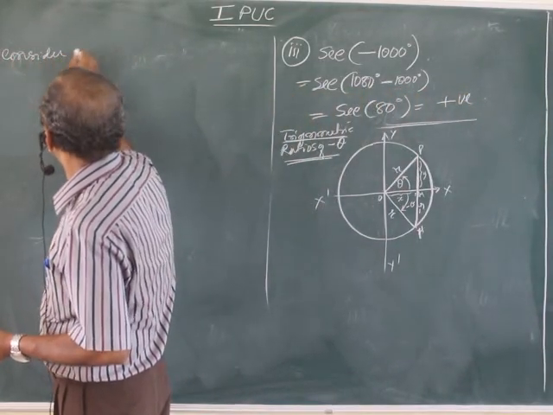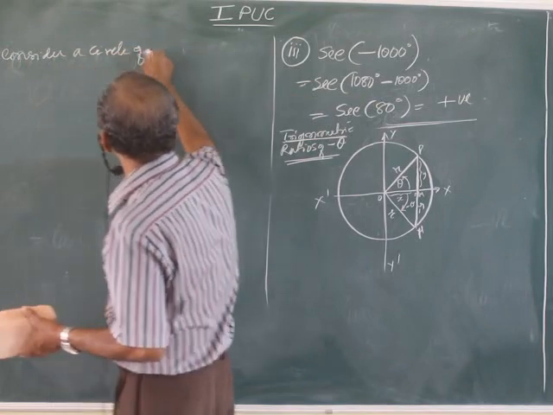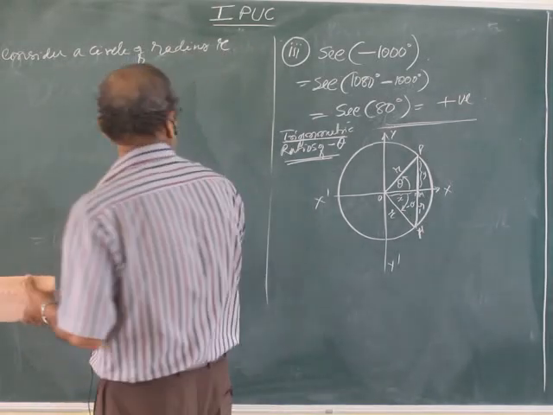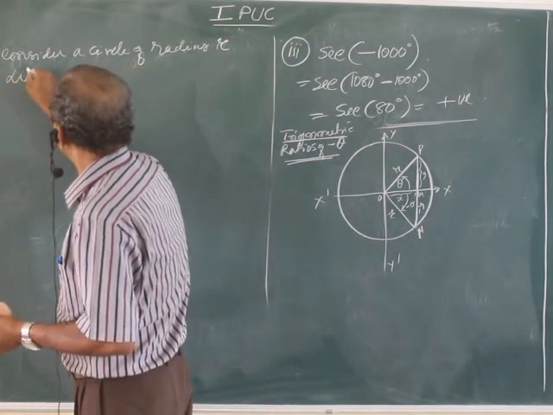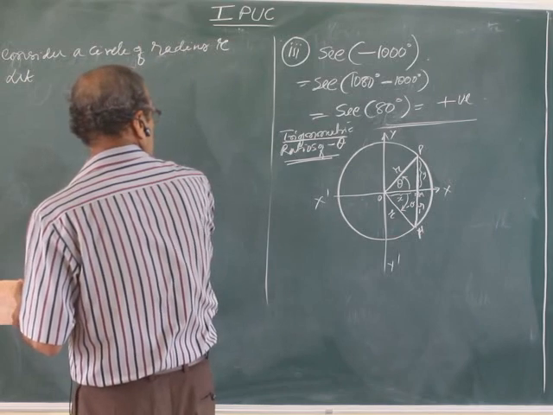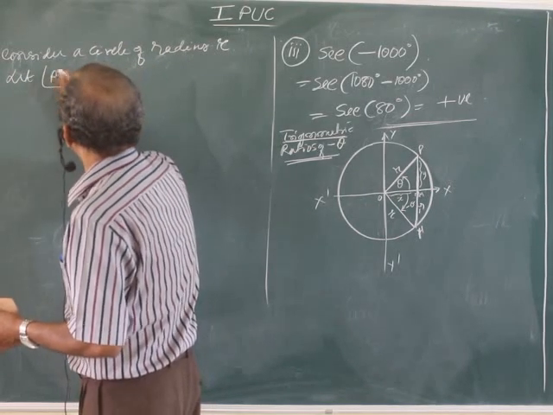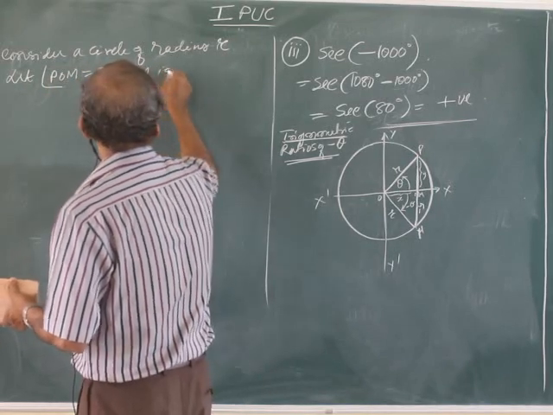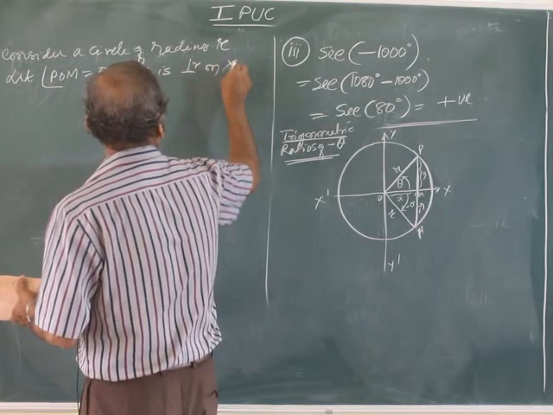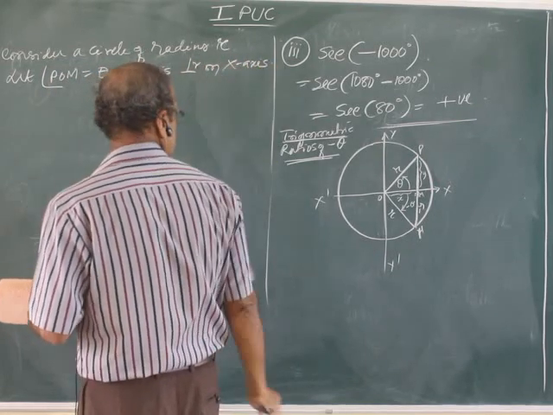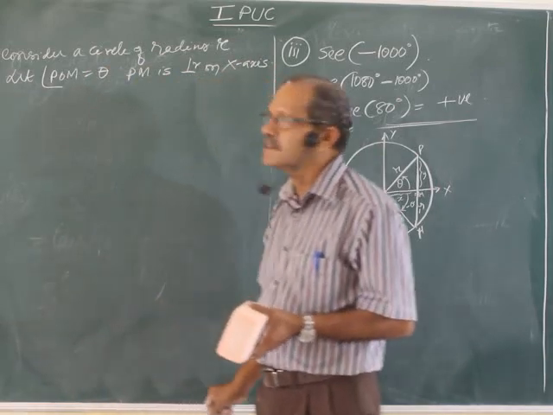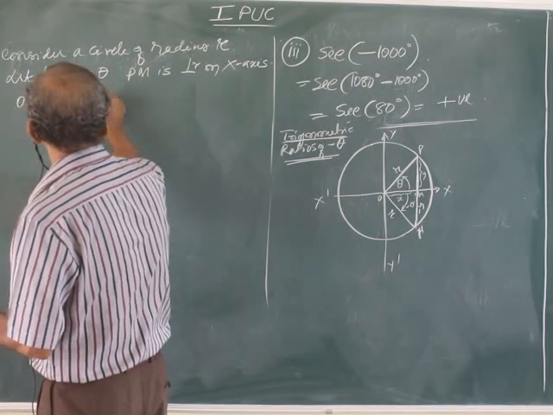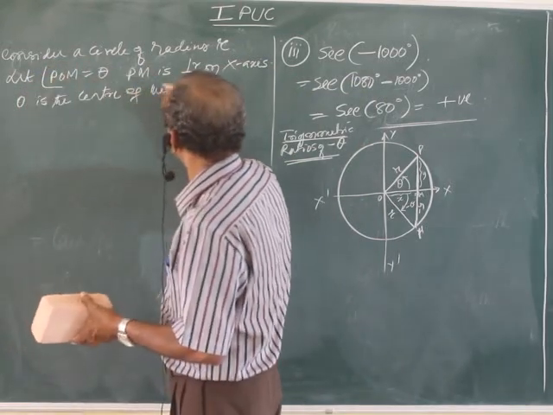Now, consider a circle of radius R. Let angle POM equal to theta. PM is perpendicular on x-axis. O is the center of the circle.